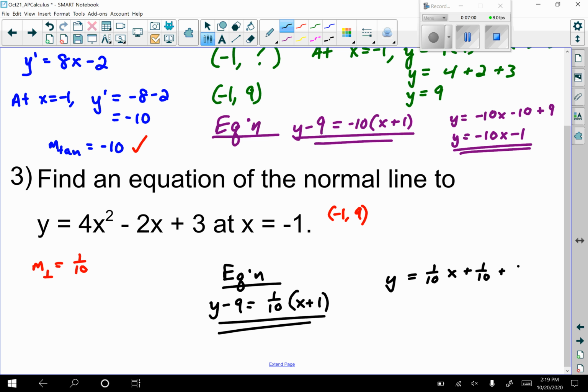If not, you can distribute the 1/10, so we're going to get y equals 1/10 x plus 1/10 plus 9. So we're going to get 1/10 x. This will give us 90 tenths, so we'll say 91 tenths. Or you could just put it together as 9 and 1/10. That's perfectly fine. So there's the equation in two forms for our normal line.